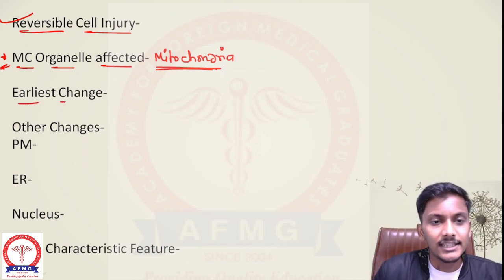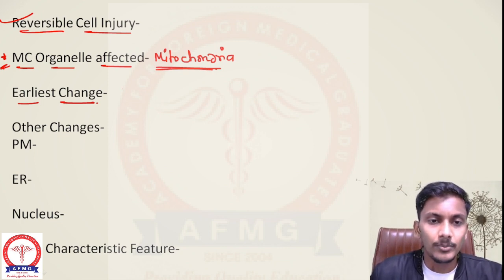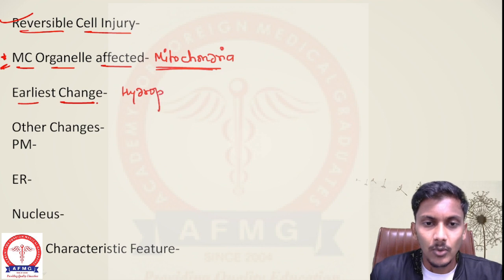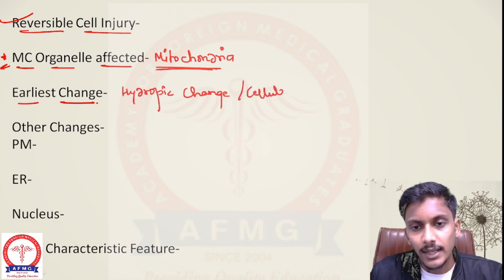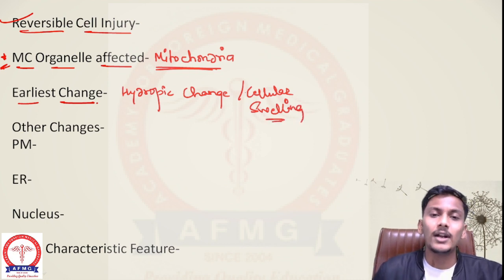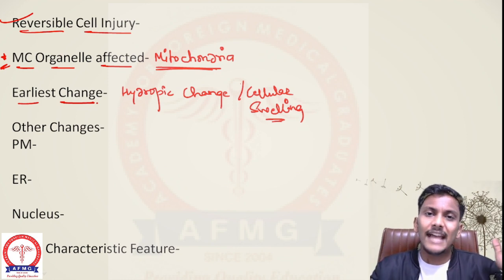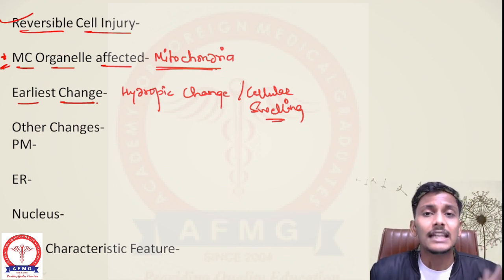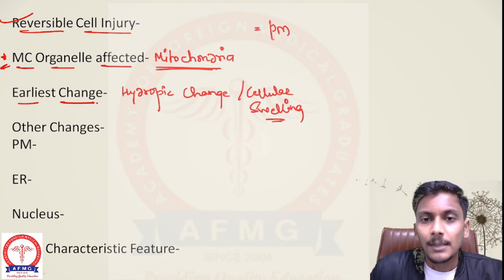And what is the earliest change seen? Please remember, the answer is hydropic change. What is the earliest change seen in a cell after reversible cell injury? It is hydropic change, also known as cellular swelling, also known as cloudy change. What happens in hydropic change or cellular swelling? There is imbibition of water into the cell. There is accumulation of water in the cell that leads to cellular swelling, and this happens because, as we all have discussed, the plasma membrane is affected, right? So what is located on the plasma membrane?